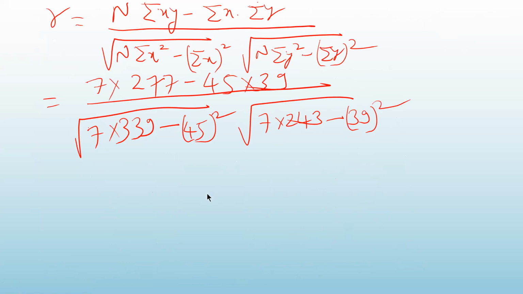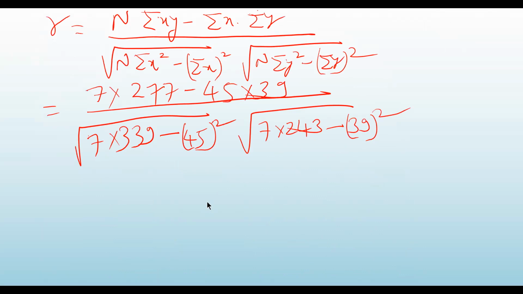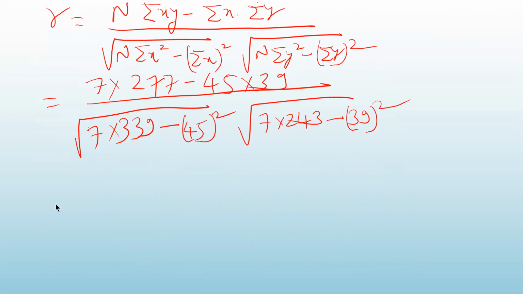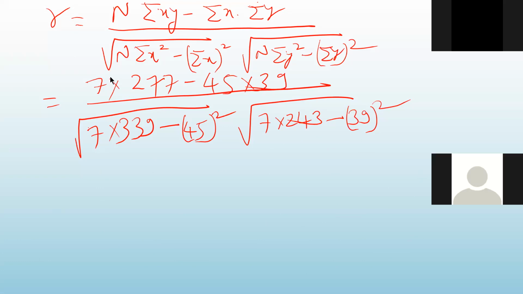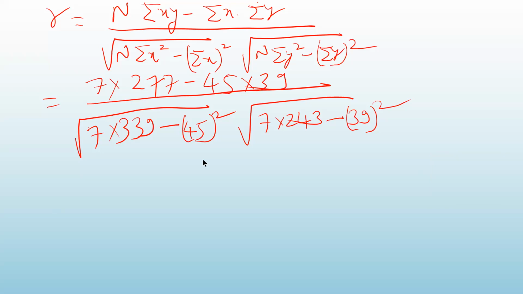Okay. Now what we have to do is simplify this. Maybe I can use the calculator. Here. So 7 into 277. That gives me 1939. Correct?